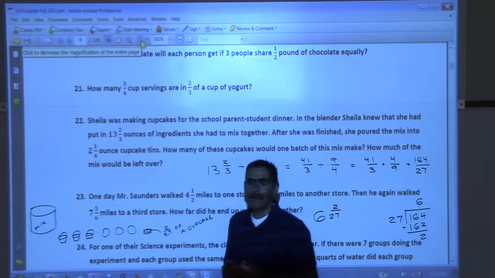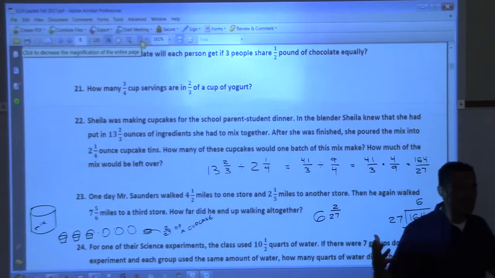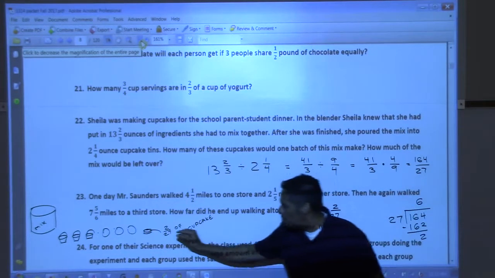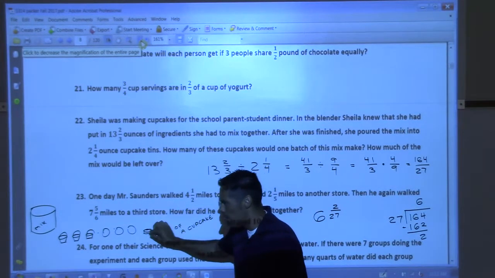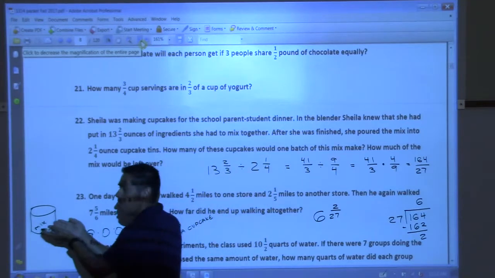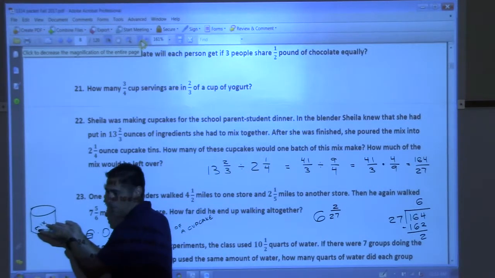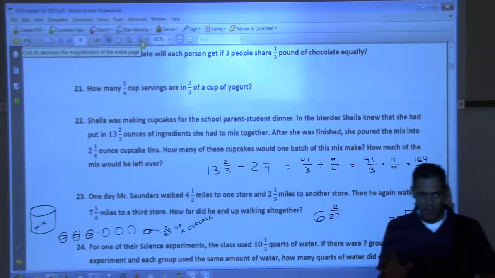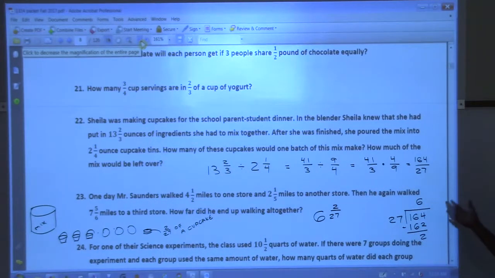This is not 2/27 of the mix left over. Do you see the difference? You have a little bit of cupcake left over, 2/27 of a cupcake. But they want to know how much mix is left over, right? Does that kind of make sense? We don't have the answer yet. What does the key say?